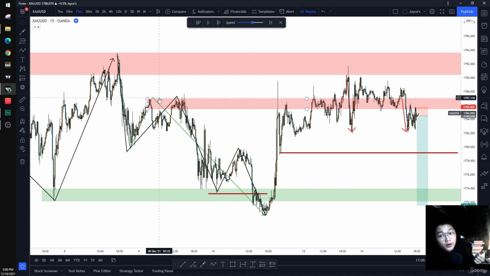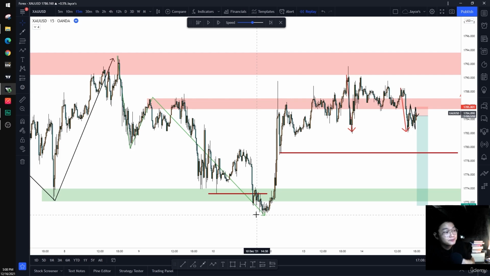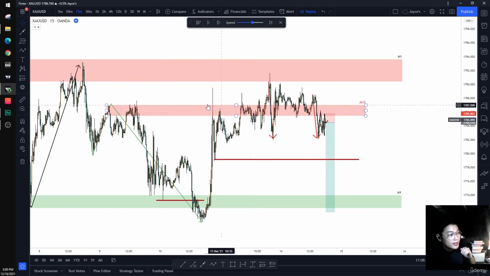Therefore, the correct structures in the 50-minute time frame at this time are the green lines. I mean these levels, lower low and lower high. With those structures, you can define here is the strongest supply zone in the 50-minute time frame.